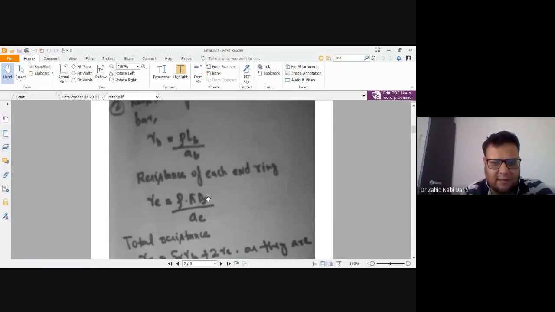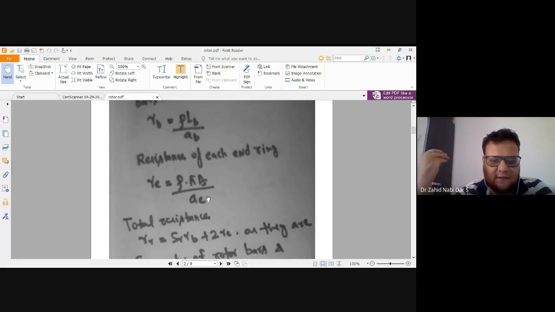Now we are interested in applying this definition to the induction motor. As far as our induction motor is concerned, the total resistance of the rotor would be the resistance in the bars.